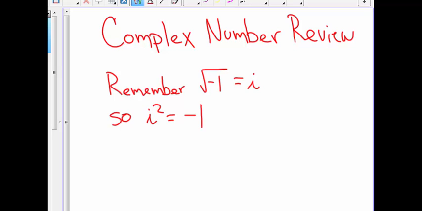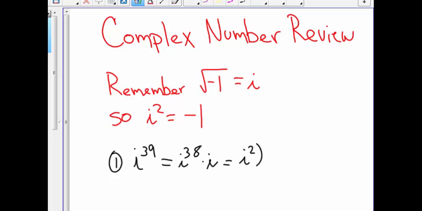All right, so we're going to do our quick review of complex numbers. Remember that i equals the square root of -1 and that i squared equals -1. So the first thing we need to be able to do is simplify i to any power. So we need to rewrite it with an even power. So we've got i to the 38th times i. Now we have to take that i to the 38th and rewrite it using i squared, because we know that's -1. So we have i squared to the 19th power times i.